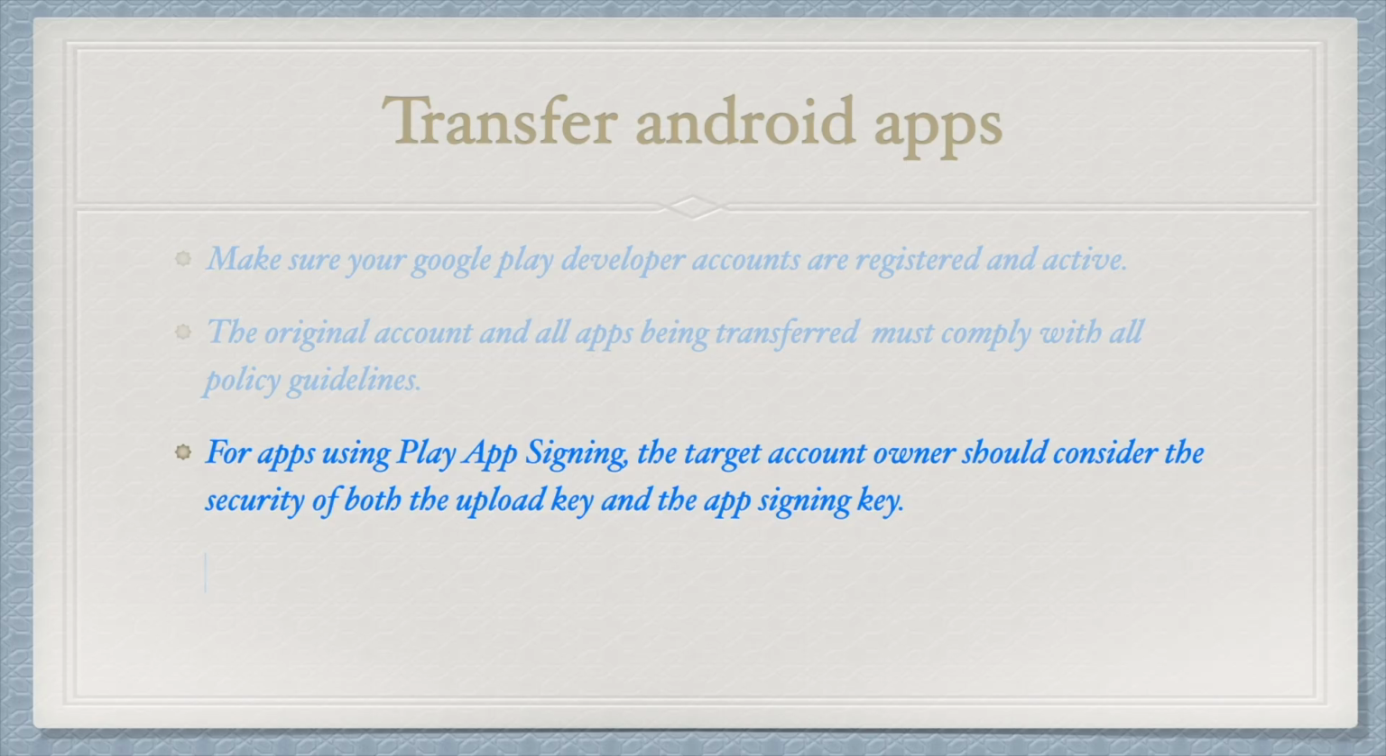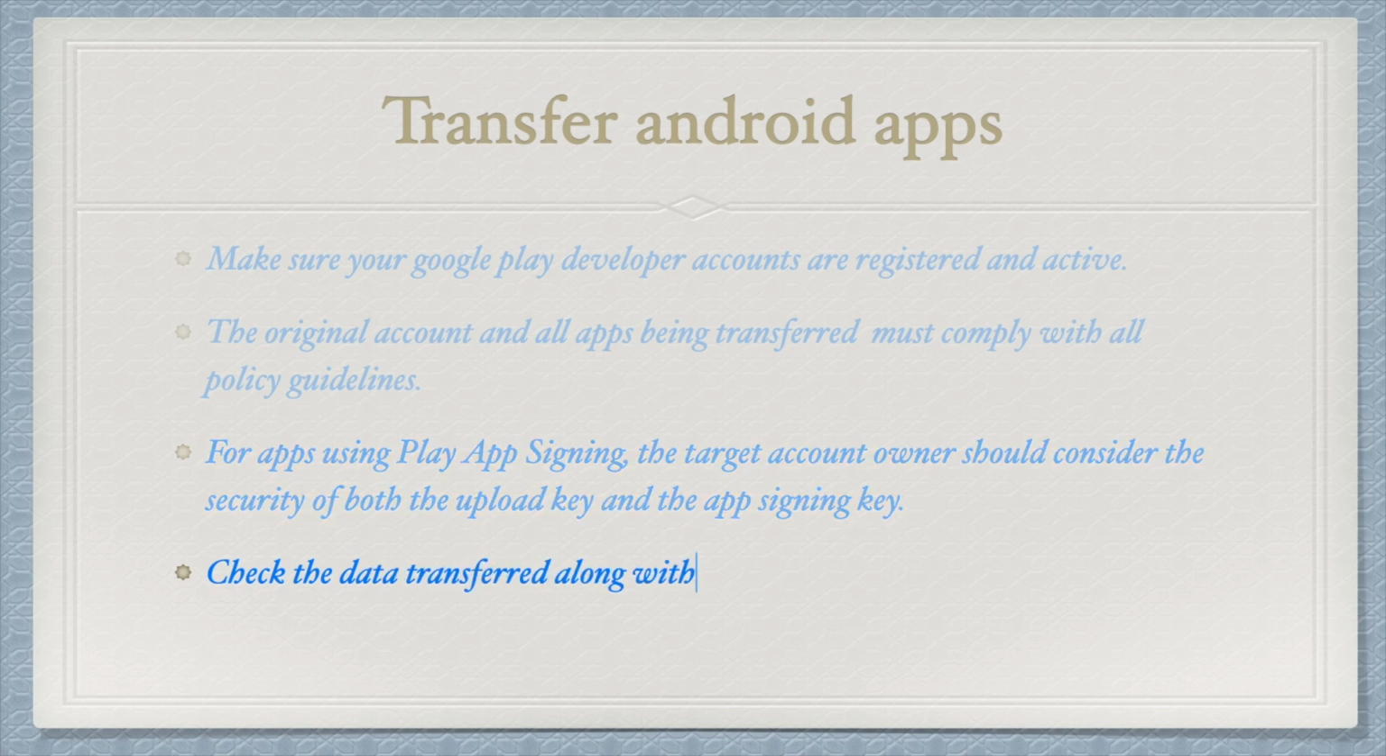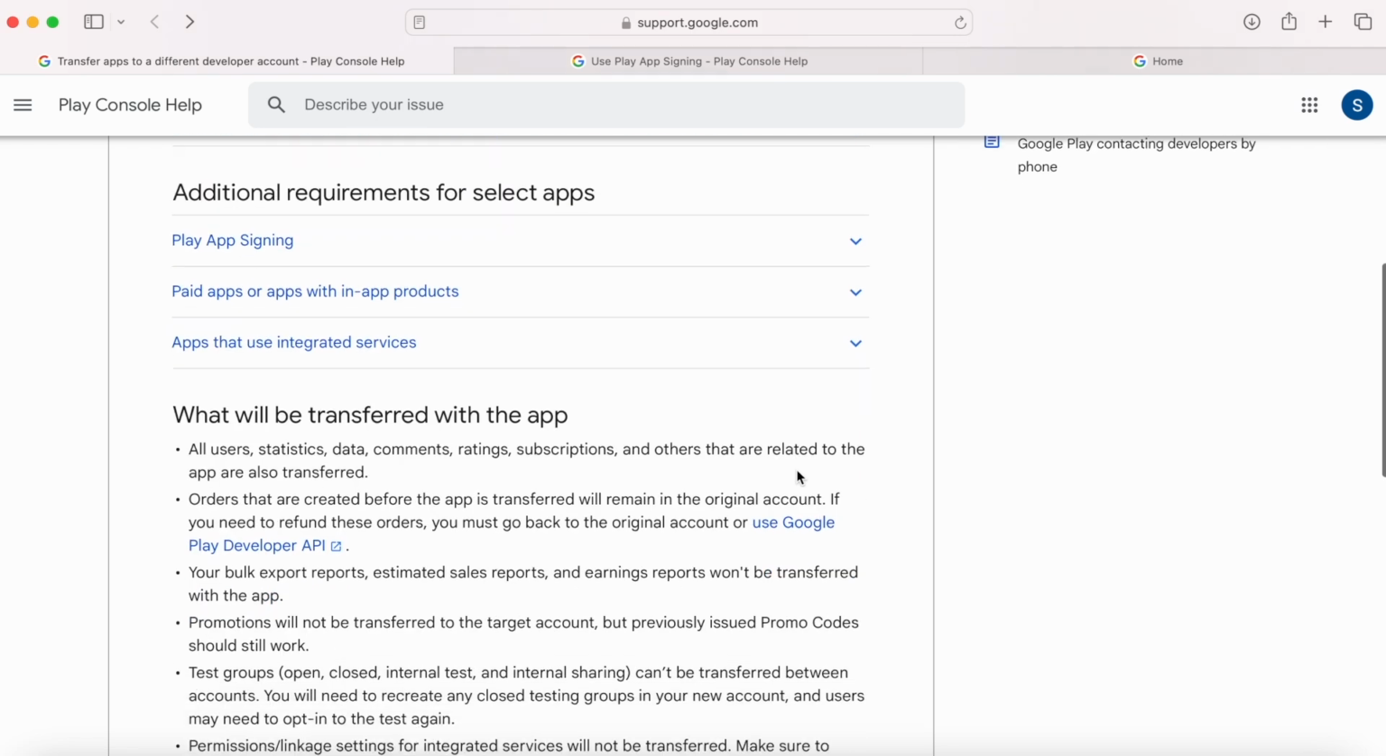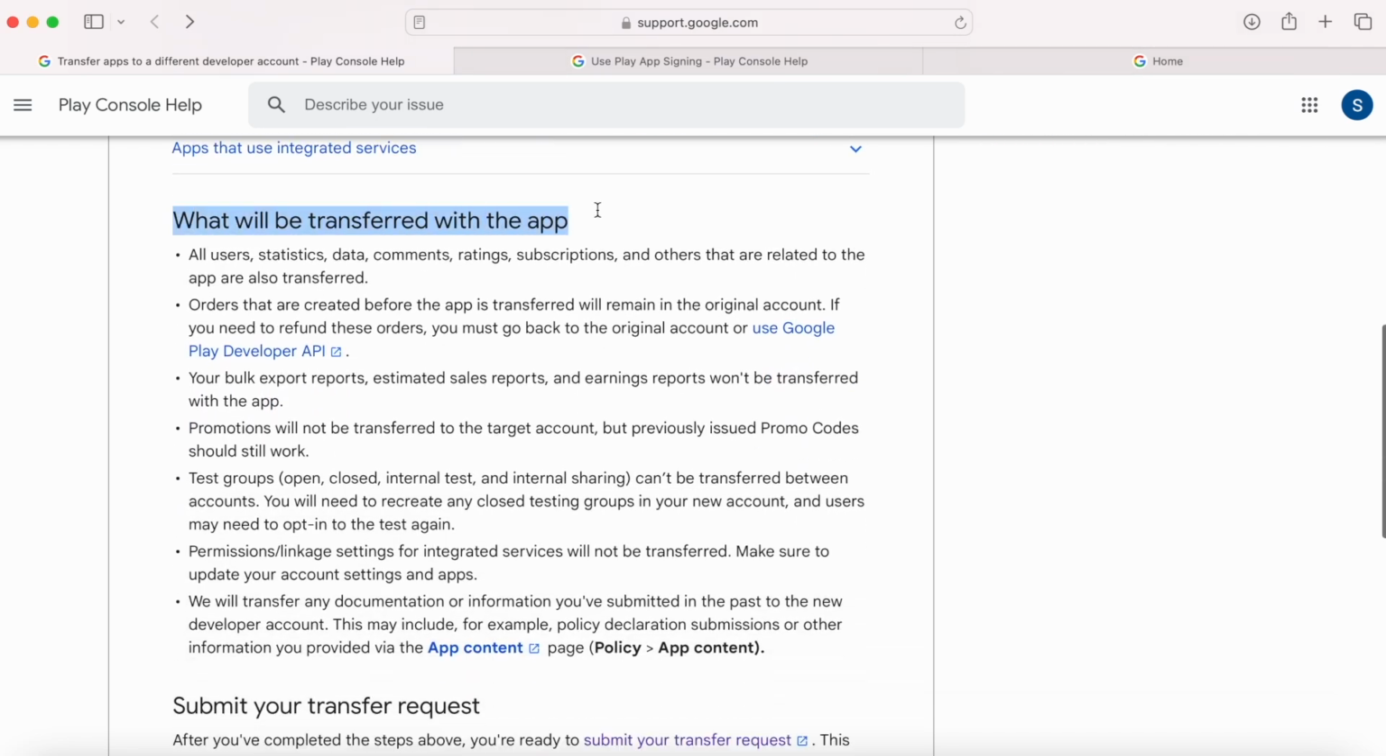Fourth point, when you transfer apps to a different account, your app's users, download statistics, ratings and reviews, content ratings, store listing information and policy declarations are all transferred to your new account. But the test groups for open, closed and internal testing can't be transferred between accounts. You will need to recreate any closed testing groups in your new account and users may need to opt into the test again. For more details on what will be transferred with the app, you can check this section.